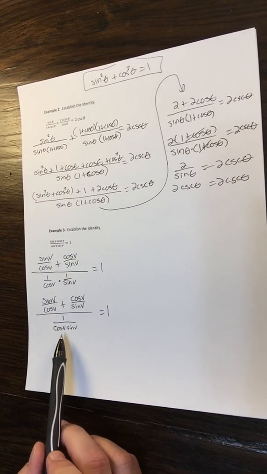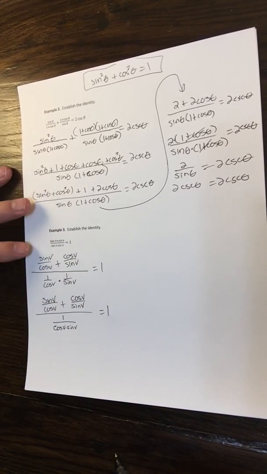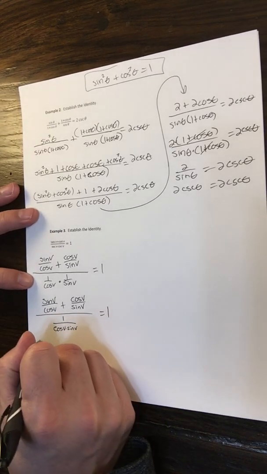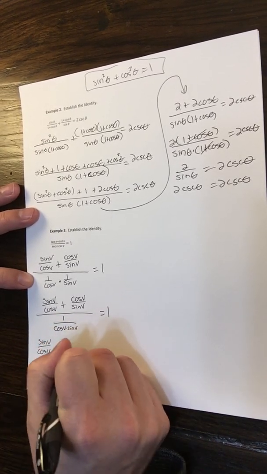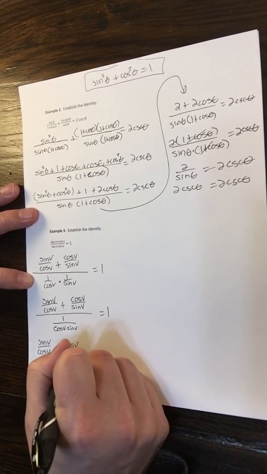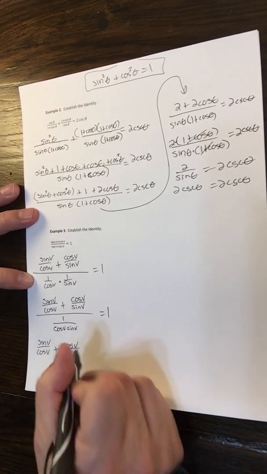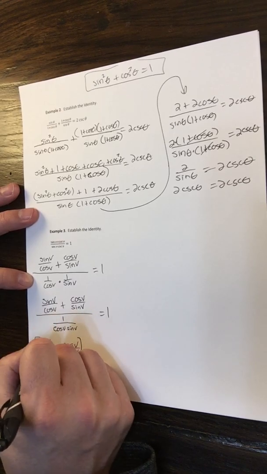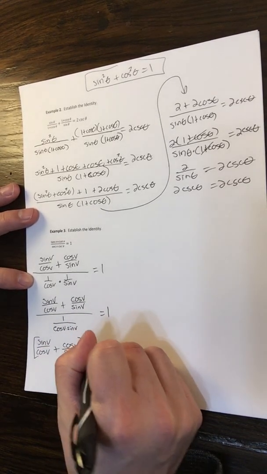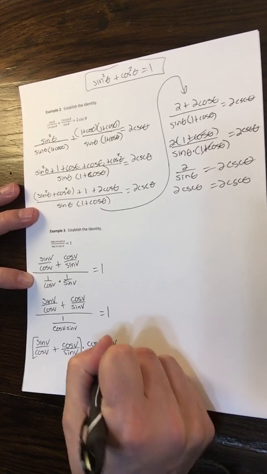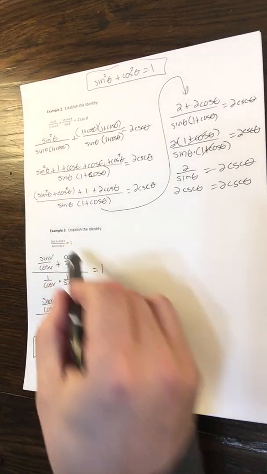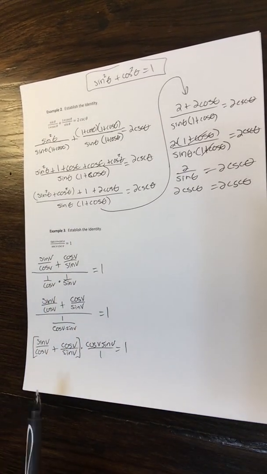I can put those as one fraction, so I can flip it and multiply. All right, here's what I get. Sine of v over cosine of v plus the cosine of v over the sine of v is all being multiplied. So I'm going to put that in a big old bracket or parentheses. It's getting multiplied by cosine of v, sine of v over 1. And of course, it's still equal to 1. I don't change that side.